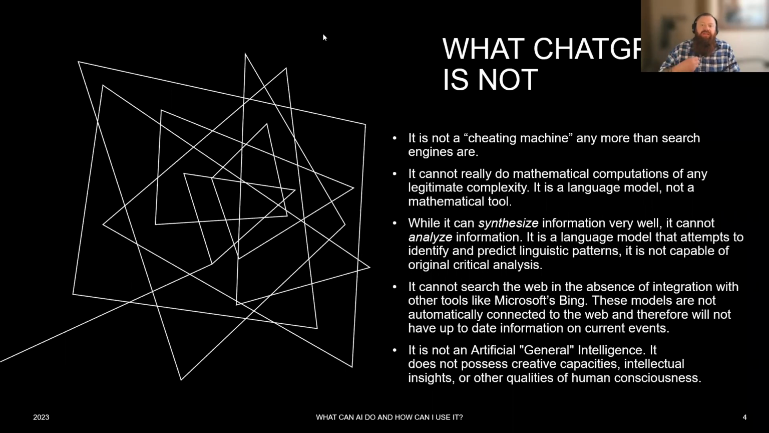And like Aaron mentioned, it can synthesize information. That is what it's designed to do. It can take large amounts of text and language and synthesize them, sort of filter it out and organize it for you. It really doesn't analyze. It is not really capable of producing its own critical analysis, right? We're going to look at a slide here in a second that really highlights that.